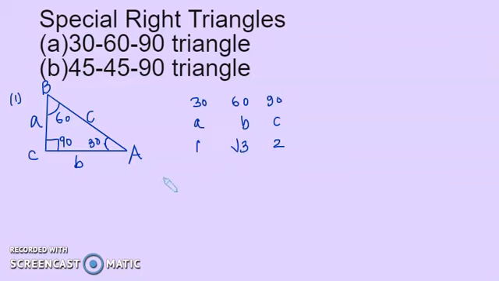That means the ratio of the sides A is to B is to C in a 30, 60, 90 triangle is 1 is to root 3 is to 2.